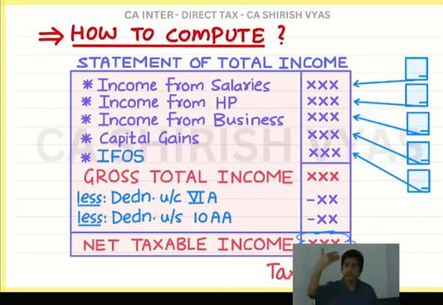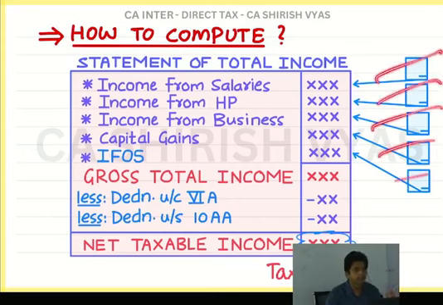See, slowly your index is developed. You know, in every subject there is an index at the first page. So in your index, can you imagine what is the first chapter? Income from salary. Then comes income from house property, business, capital gains, income from other sources. 5 chapters will study. But ultimate result of that will be, you will be able to prepare these 5 statements.